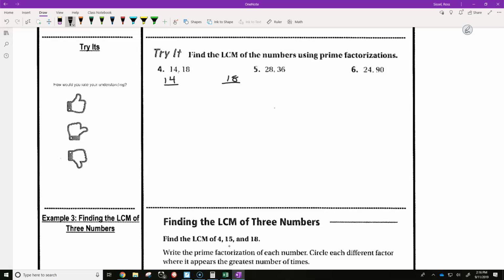Okay, 14. I'm going to make my prime pairs. 2 times 7. And I am done. That was simple. 18, I'm going to do 3 and 6. 6, I break up to 2 times 3. Done.